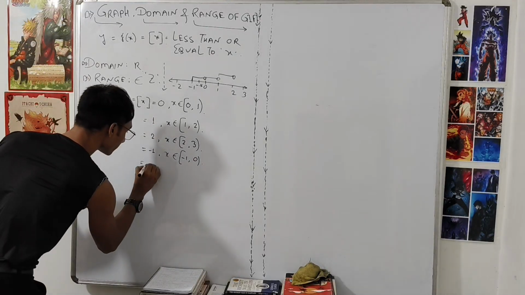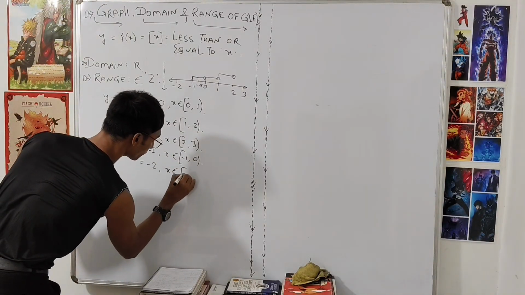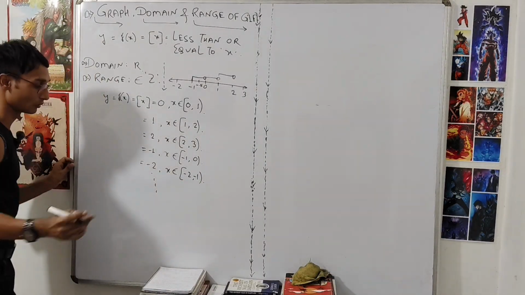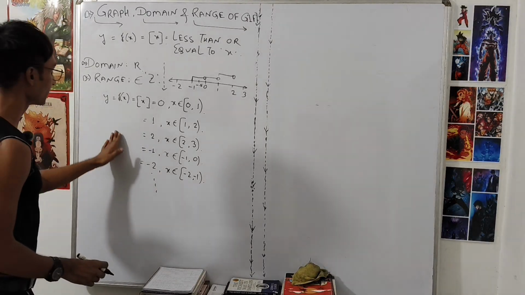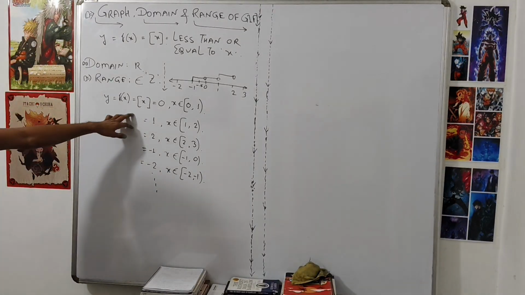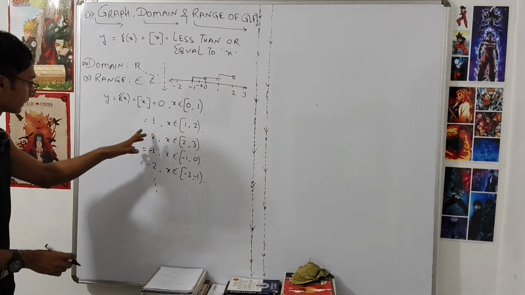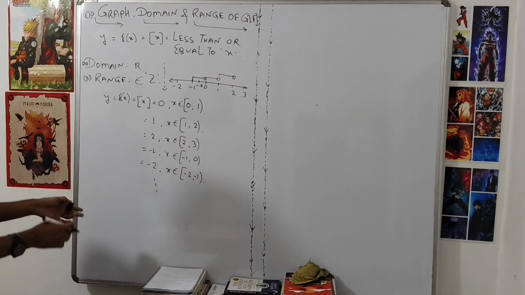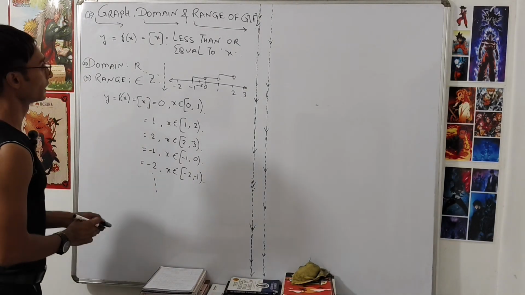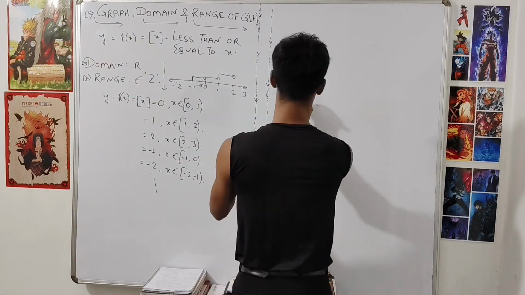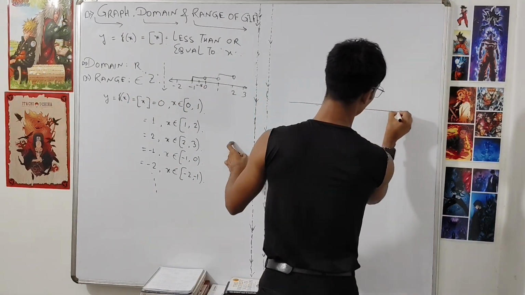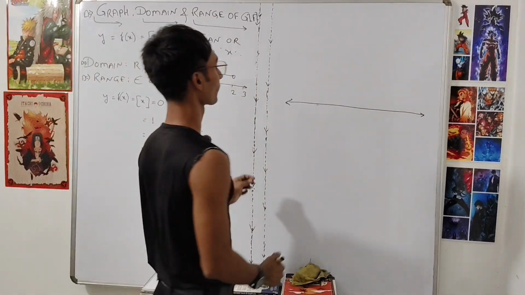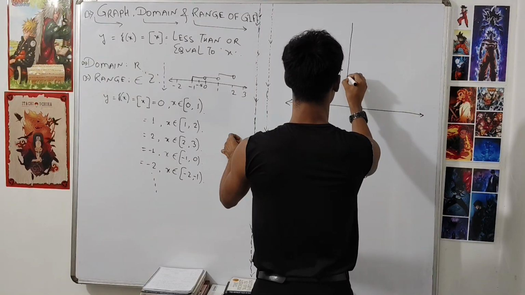In the same way, -2 when x belongs to -2 to -1, and this will go on like this. So these are the values of y equal to f(x), y equal to box x. Here this is the range and these are the domains. Now we just need to plot these values, and from this graph you will understand why it's called a step function. It will jump, that's why.